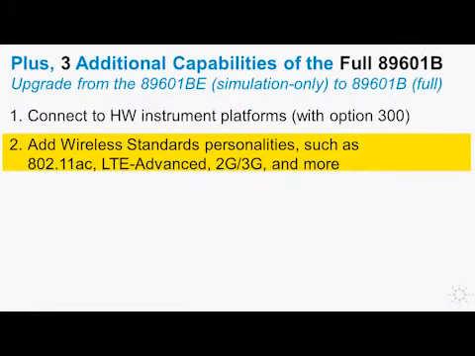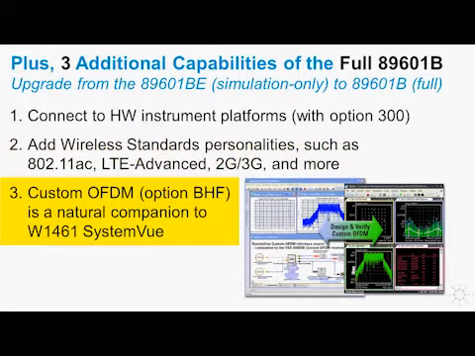The full version of the VSA also allows you to add 802.11ac, LTE Advanced, and other personalities, as well as custom OFDM, option BHF in the VSA software. Whereas SystemVue has an OFDM personality to make OFDM signals, the VSA software has a personality to demodulate them, and they are a natural pair.